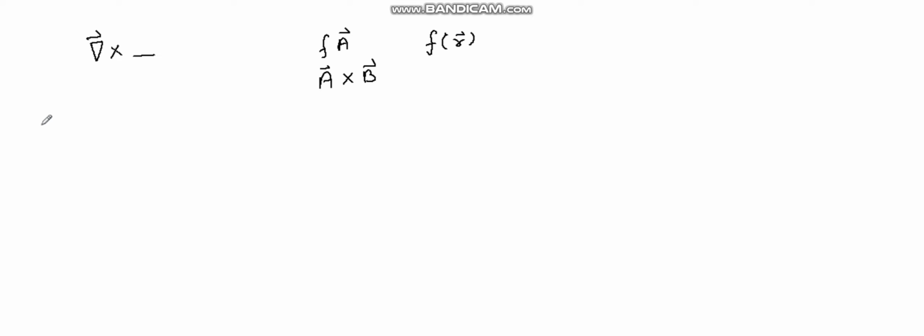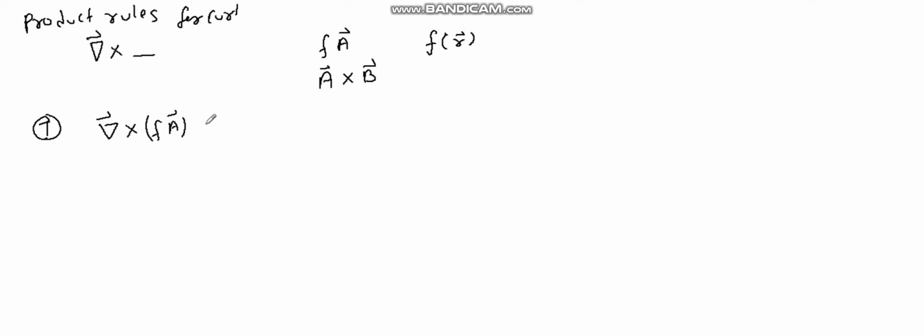So the first property, I'm writing here the product rules for curl. Del cross f of a is going to equal f of del cross a minus a cross gradient of f. We have to prove this. So we will take the LHS.